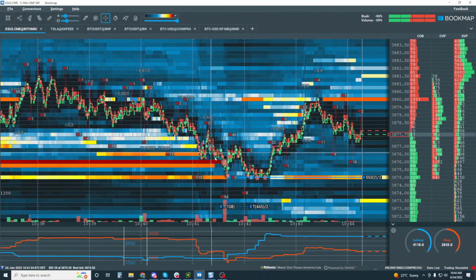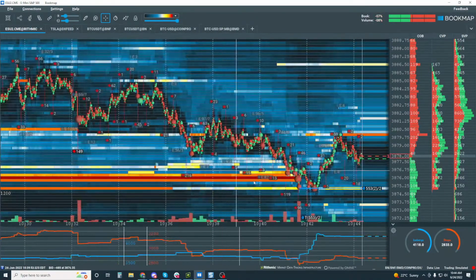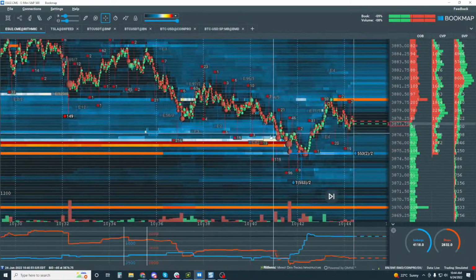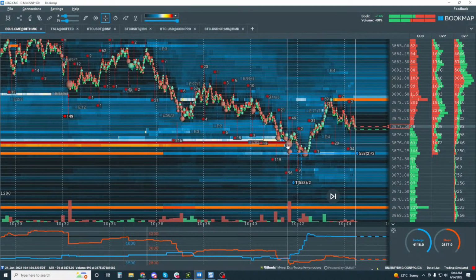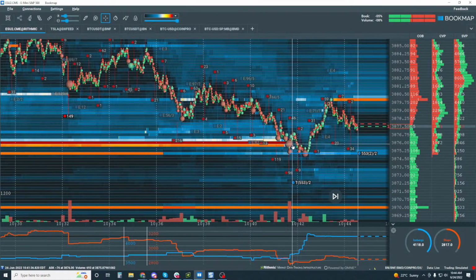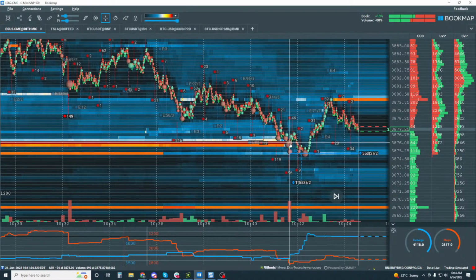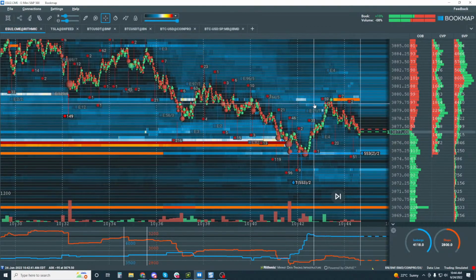And this is something that I don't think you can do with other software. Not trying to plug Bookmap at all. This is just unique transparency to be able to see this. And we not only see it, we understand it. We understand why that took place, why it came up here.